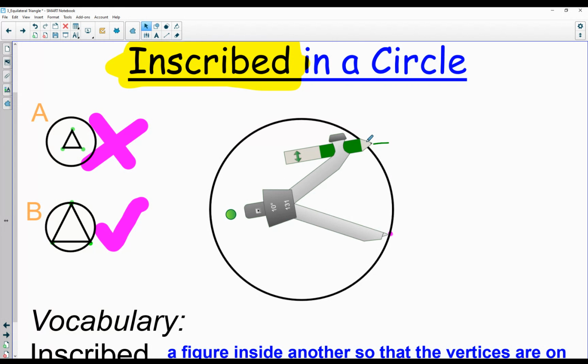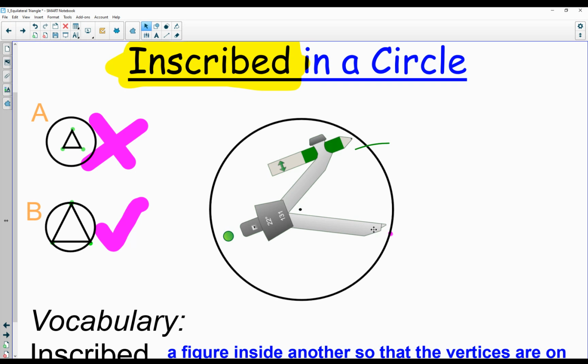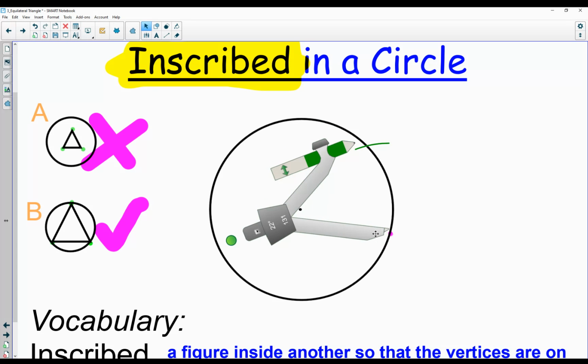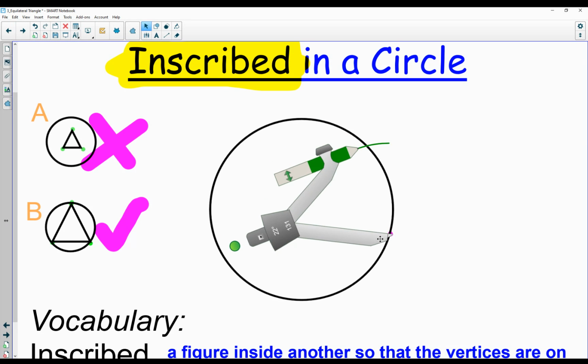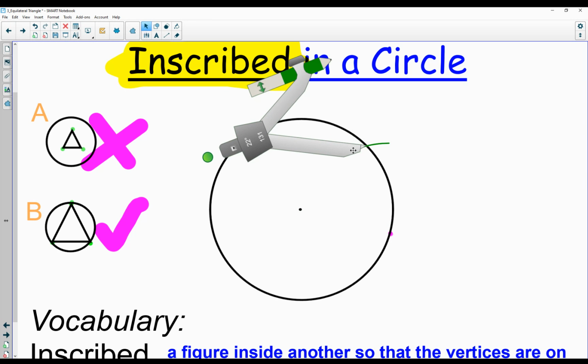And I'm just going to swing a tiny arc. Don't make the arc too big. It'll get real messy very quickly. Then I'm going to take this measure. I'm going to keep it the same. It's equilateral, right? So the sides are going to be equal. And I'm going to move it to the next point, which is the intersection of the arc and the circle. And I'm going to repeat.